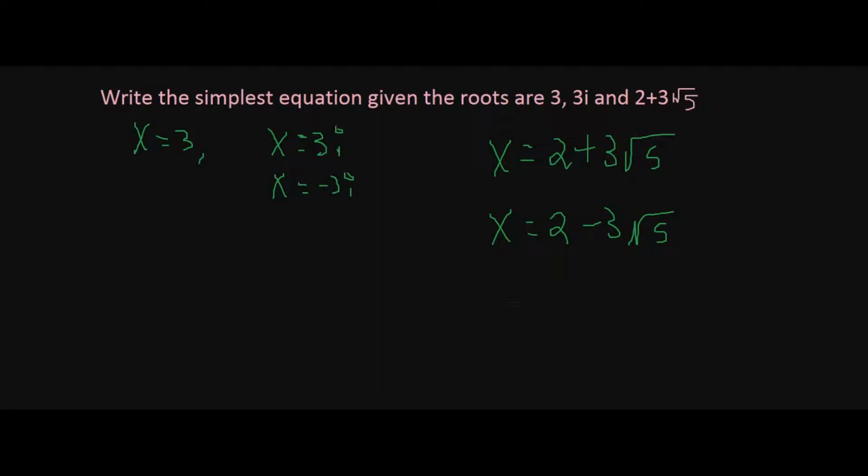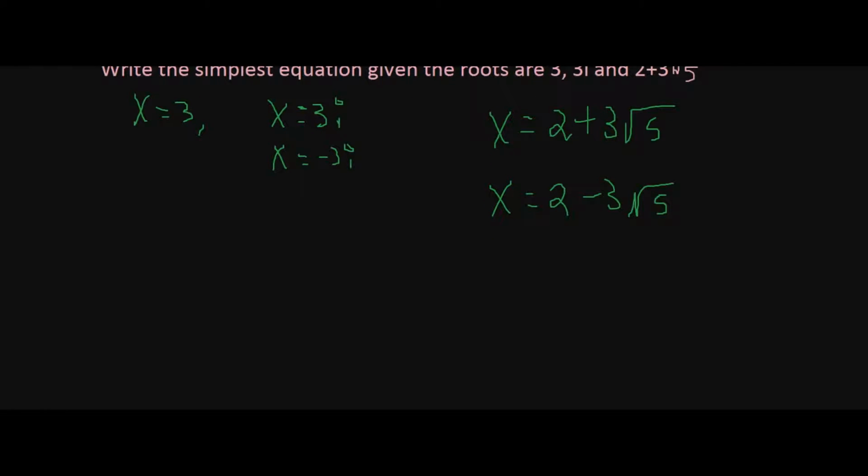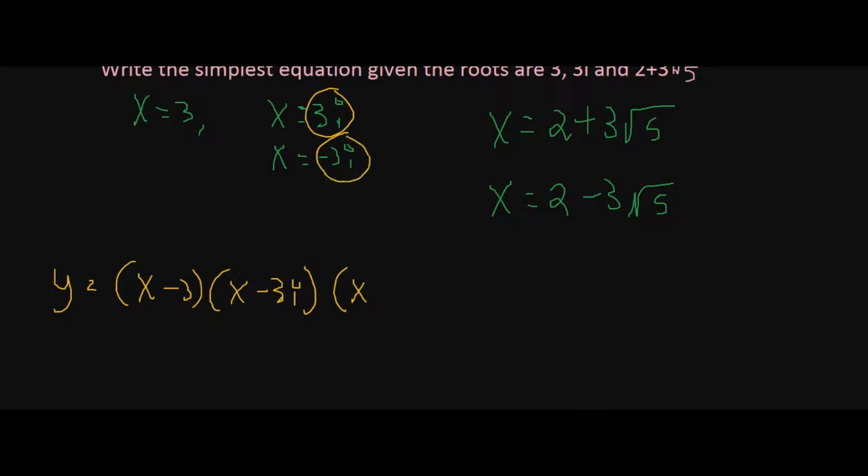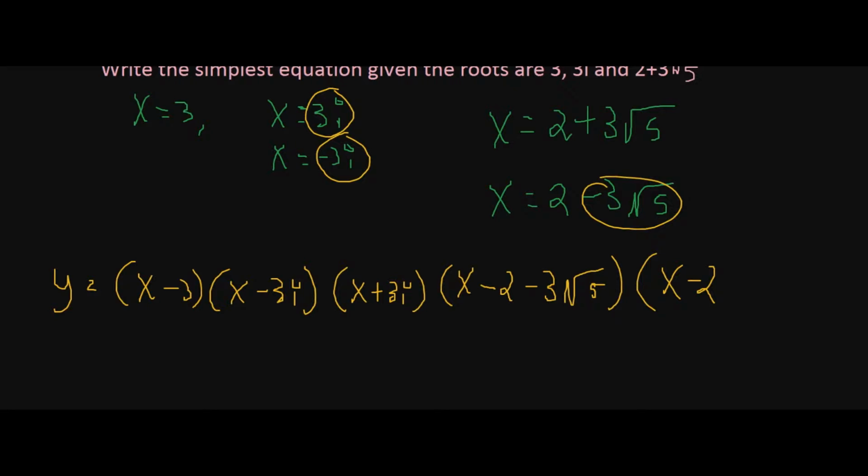Now that we've labeled all our roots, we can write it in factored form. We're going to get y is equal to x minus 3. Then this is positive 3i, so we get x minus 3i. This is minus 3i, so it's going to be x plus 3i. Now we do the same thing over here. This is positive 2, so we're going to get x minus 2, minus 3 square root of 5. And then over here we get x minus 2, and since this is negative 3 square root of 5, we get plus 3 square root of 5.